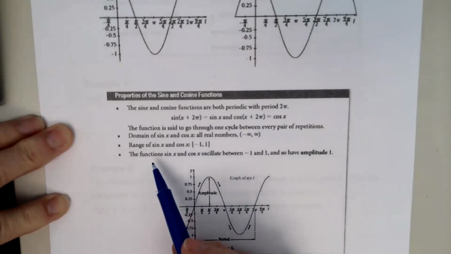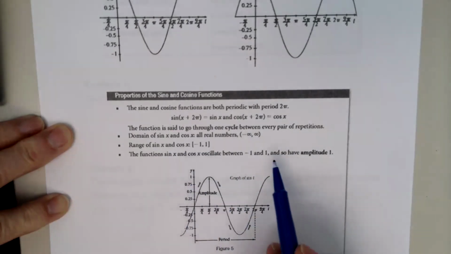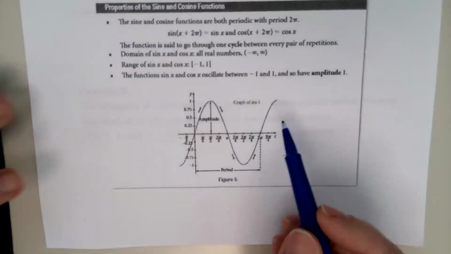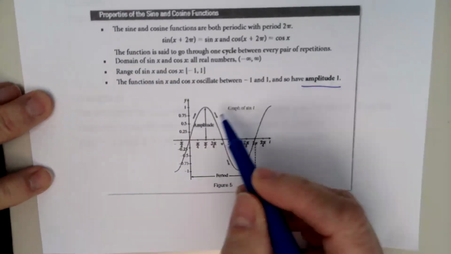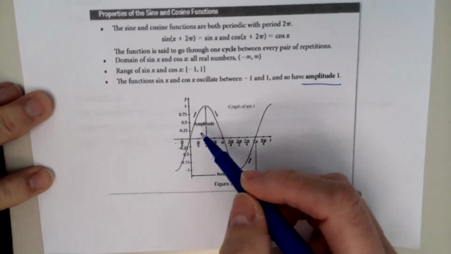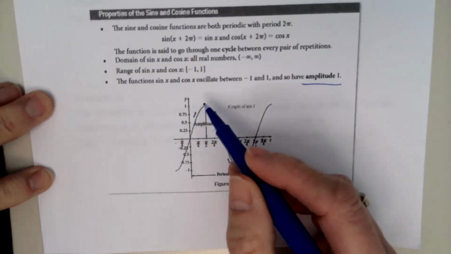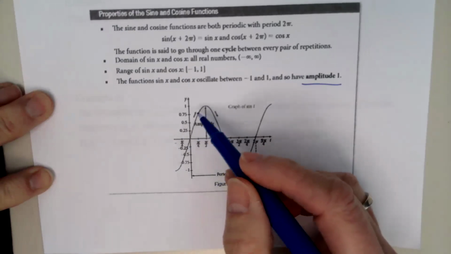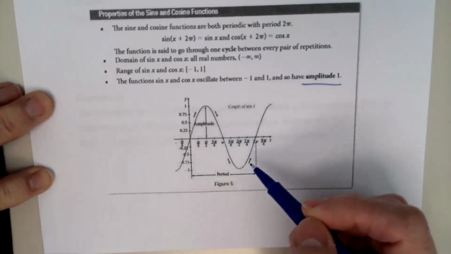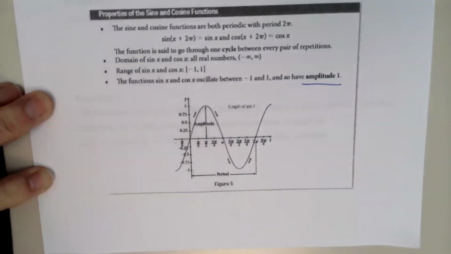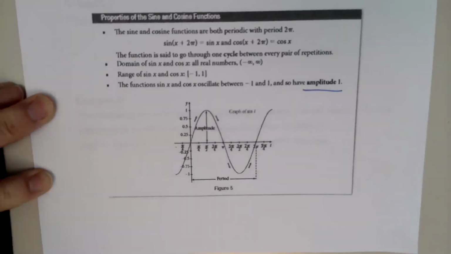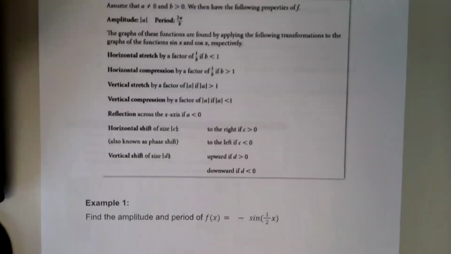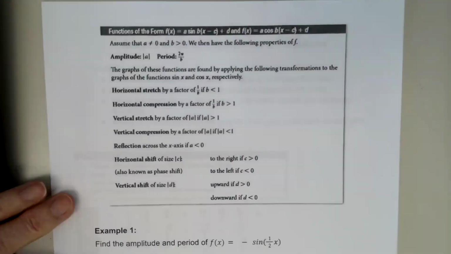So sine and cosine both oscillate from -1 to 1 in different cycles, and that's called the amplitude. The amplitude is the height from the x-axis, so it goes up to 1, and then down to 0, and then down to -1, and back to 0. There are other characteristics that we're going to learn too.